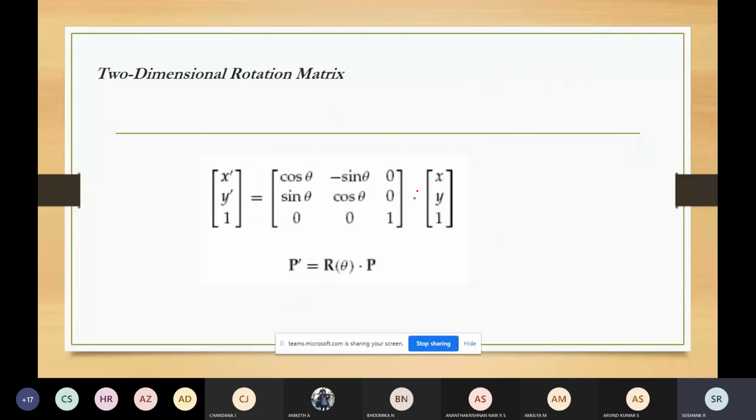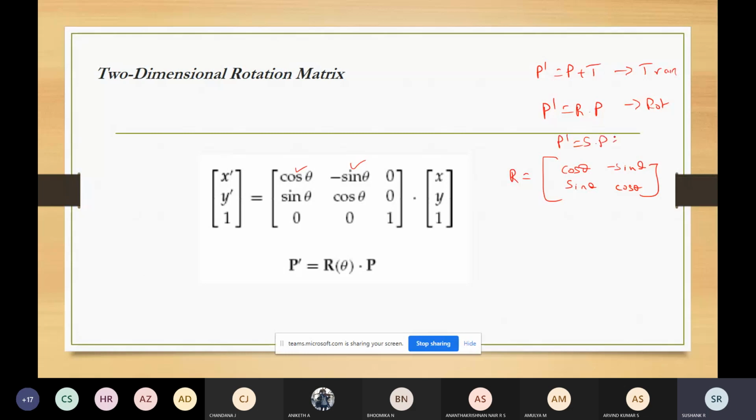If you're performing the rotation, the angle is specified with cos theta, minus sin theta, cos theta. We derived an equation yesterday: R is given by cos theta, minus sin theta, cos theta. If you remember, P dash is equal to R into P, and P dash is equal to P plus T. So three equations: this is for translation, rotation, and another one, P dash is equal to S into P, is for scaling.